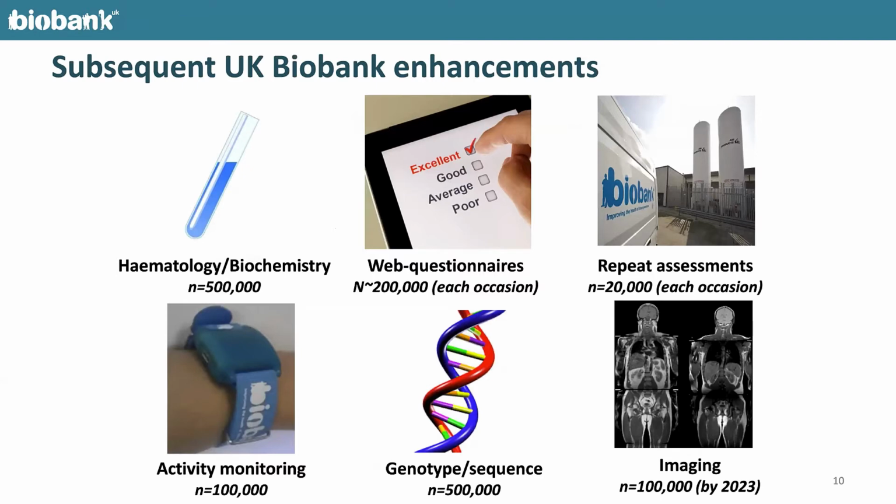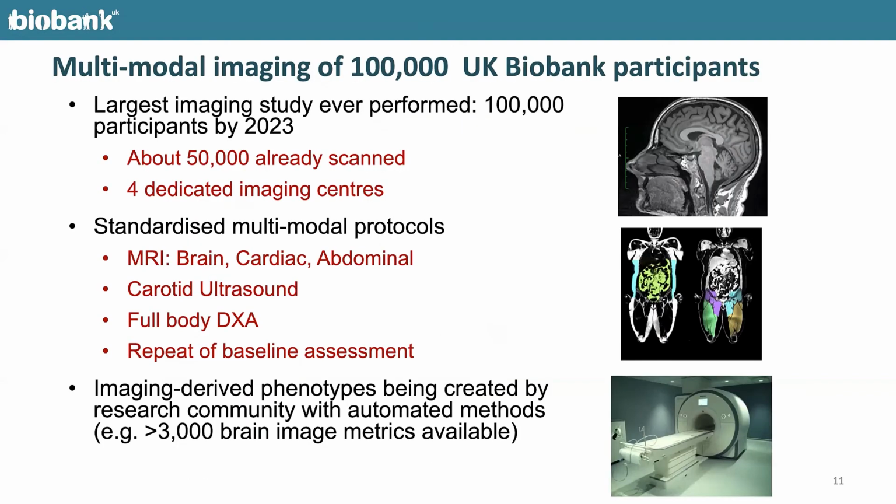And then in addition to genotype sequencing, there is a current large-scale program looking at adding imaging measures to the resource. This is probably the largest study of its kind, where we have a target to invite back 100,000 biobank participants to undergo a series of comprehensive imaging measures, as well as a full repeat of the baseline assessment centre visit. We're about halfway through that programme, with about 50,000 participants having attended one of our 4 dedicated imaging centres, and we expect to conclude the study in 2023.